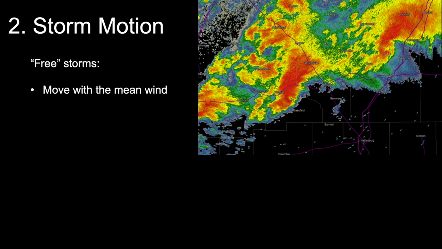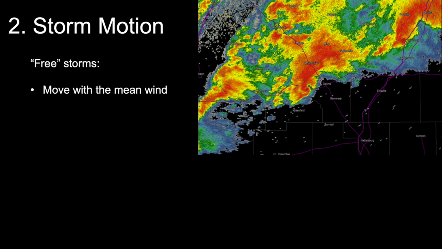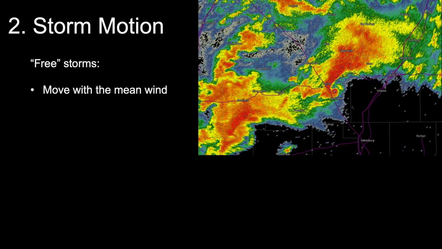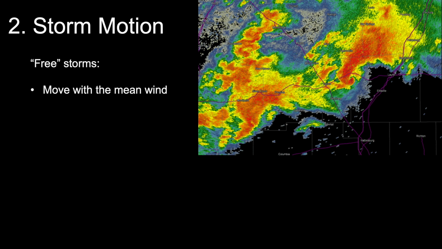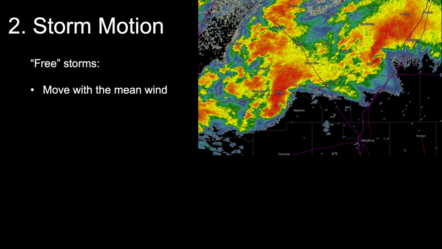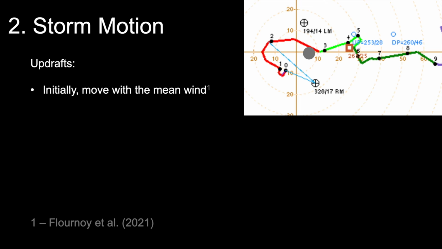They don't have different aspects of the environment tethering them down or forcing them to move in another direction. They just blow along how the hodograph would kind of govern them to move. And so in this case, we have updrafts that initially start moving with the mean wind.